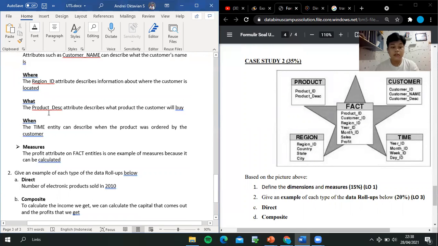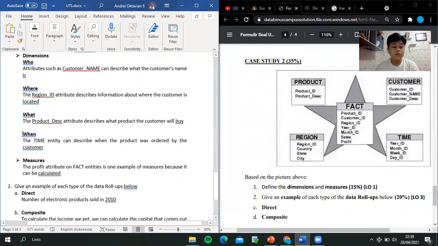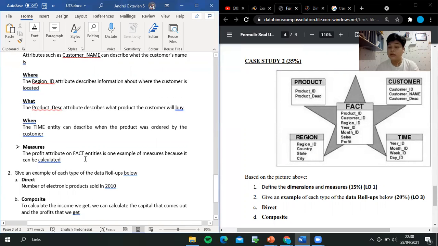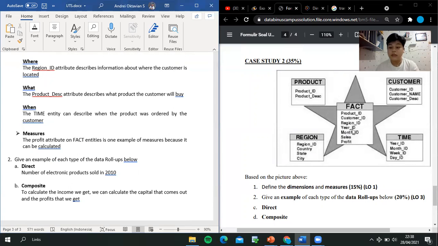The third is what, like on the product entity, the product description attribute describes what product the customer will buy. And the last one is when, the time entity, which describes when the product was ordered by the customer. From this entity, we know exactly when the customer made the order. And the second one is the measures. The measure is the profit in the fact entity, because it can be calculated, so it is called the measure.